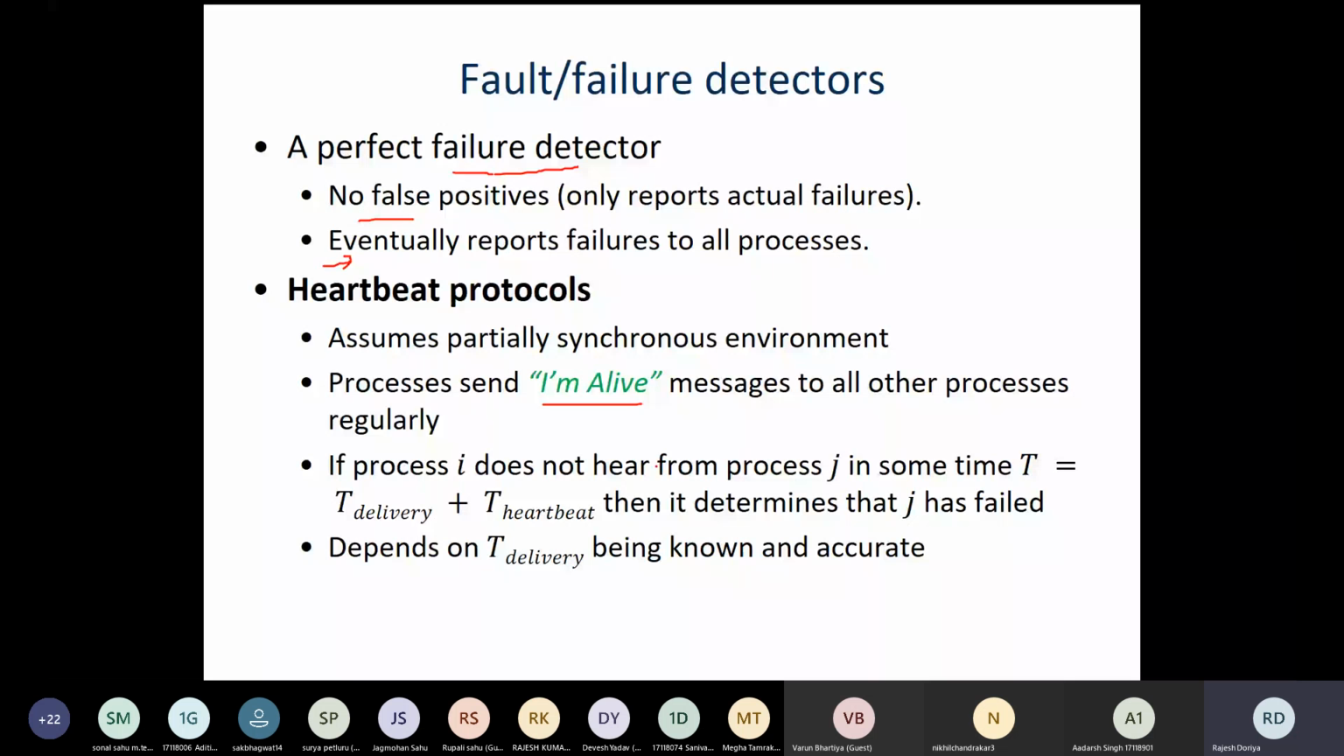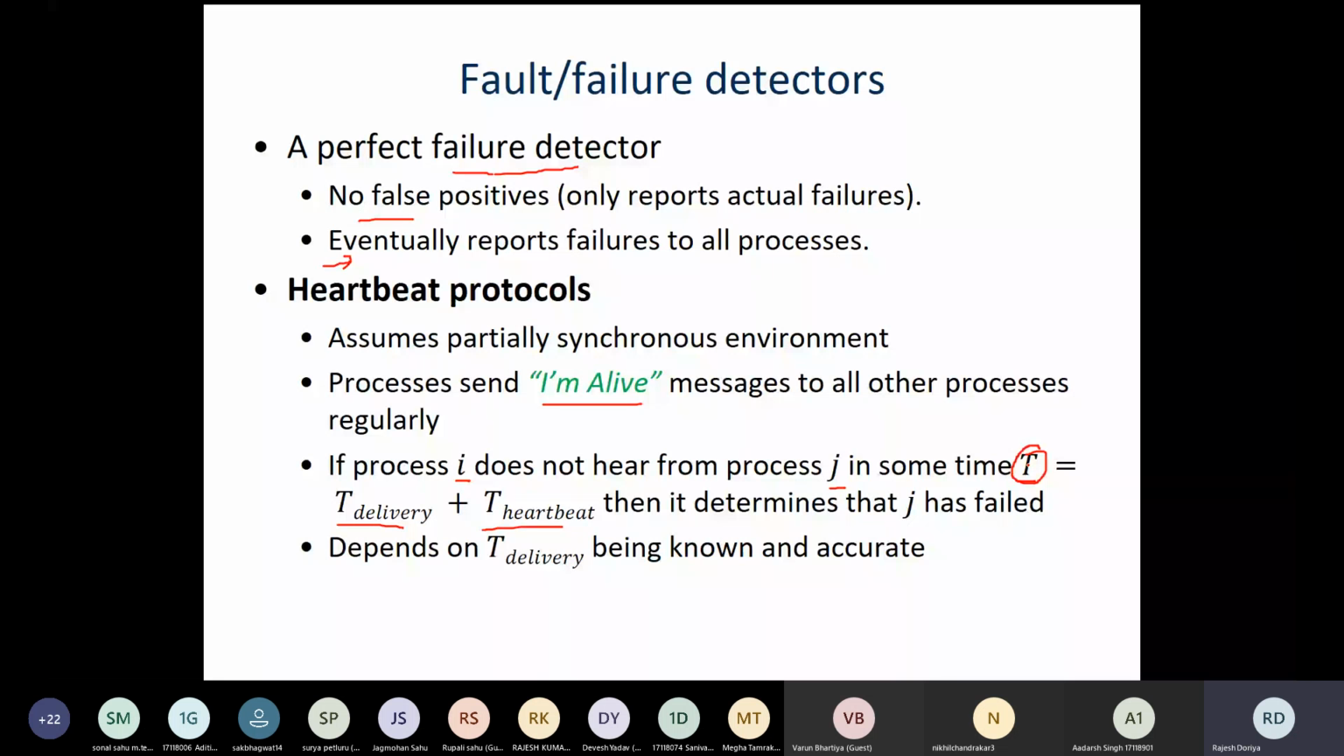So if process I doesn't hear from process J in some time t, where we are considering the transmission time, and then we are giving some extra time for the process. If the process J is unable to respond within this time, then we can say that the process J has failed. Okay. So it depends upon the T delivery being known and accurate. We are considering the transmission time and the processing time at the process. Okay, so we are including both the times together, then we are creating a time bound. If a process is responding within that time bound, then we can say that that process is working. And if it has failed to respond, then we can say that process has failed.